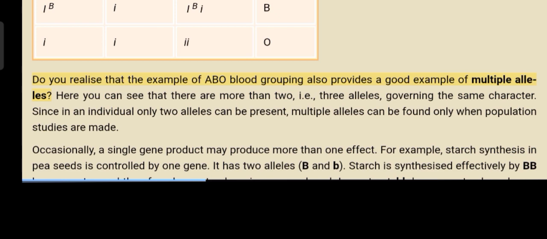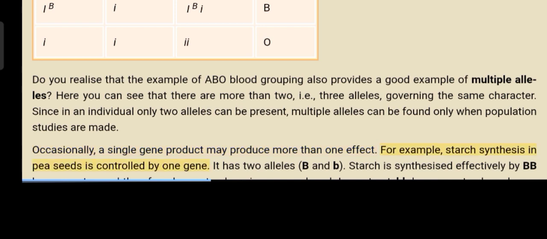Do you realize that the example of ABO blood grouping also provides a good example of multiple alleles? Here you can see that there are more than 2, i.e., 3 alleles, governing the same character. Since in an individual only 2 alleles can be present, multiple alleles can be found only when population studies are made. Occasionally, a single gene product may produce more than one effect.